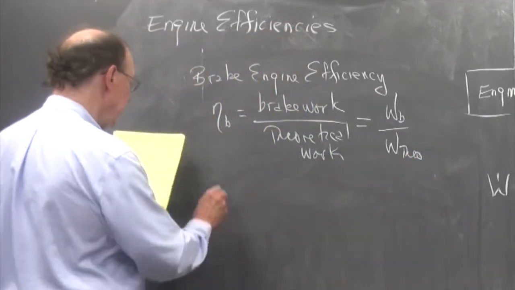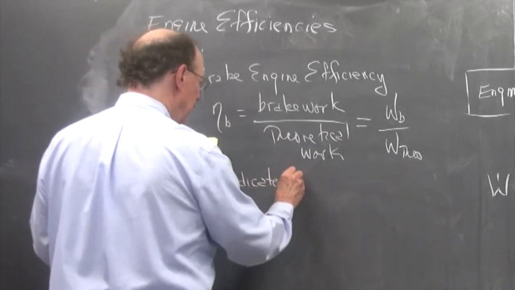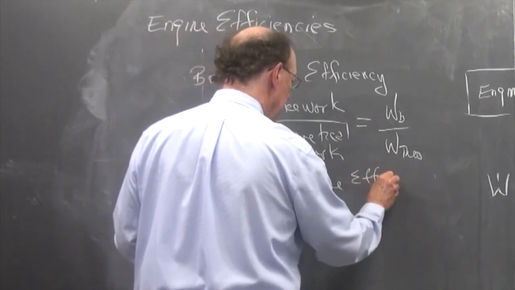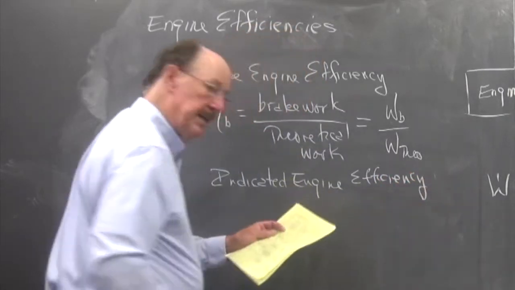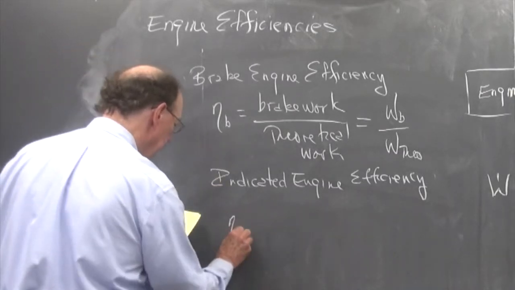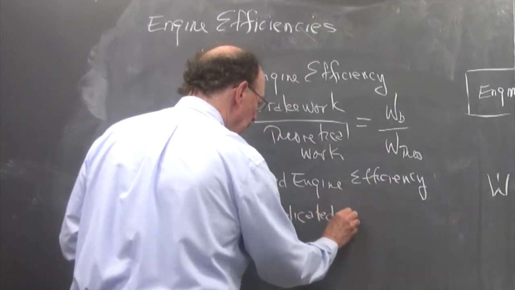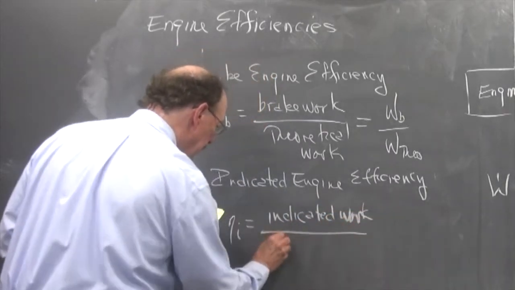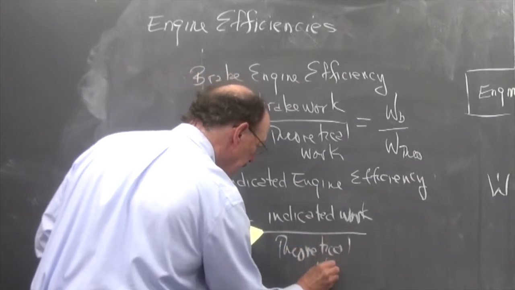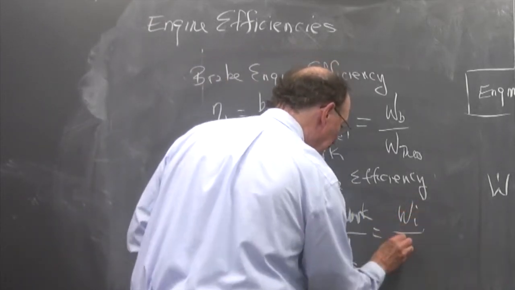We have the indicated engine efficiency. And as you might imagine, this would be the indicated work over the theoretical work. W dot I over W theoretical.